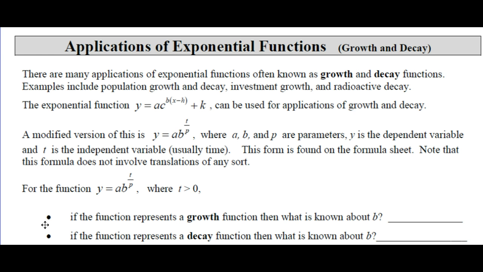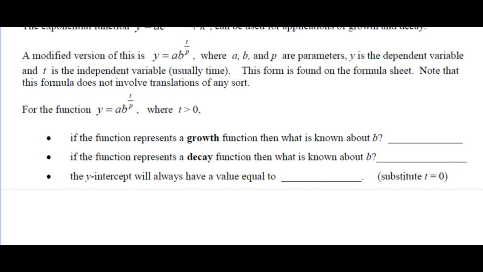a, b, and p are parameters. y is the dependent variable, and t is the independent variable, usually time. Okay? And actually what p is doing is modifying the time, right? Because order of operations says you're going to take t and divide it by p. So p usually takes t and converts it into some time unit that we want. This form is found on the formula sheet, therefore important.